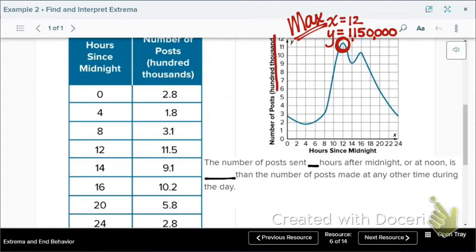Is there a lowest spot on the graph, a minimum? Yes. That's about where, if I'm looking at the x-axis, it's right about 4. What is the y value there? Looks like it's at about 1,800,000. So that looks like this. If I write the whole number out, 180,000.